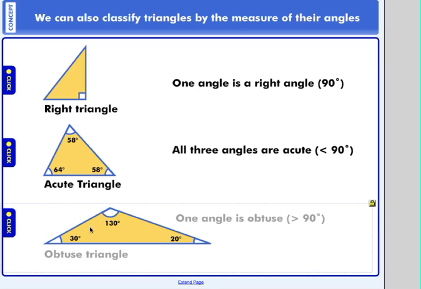When you have a triangle and it has one obtuse angle, now if you think about this for a moment, it can't have more than one obtuse angle or it won't work as a triangle. But if you have a triangle where one of the angles is obtuse, then we can name that an obtuse triangle. Now this triangle is also scalene. It is obtuse and scalene. We can classify it in more than one way.